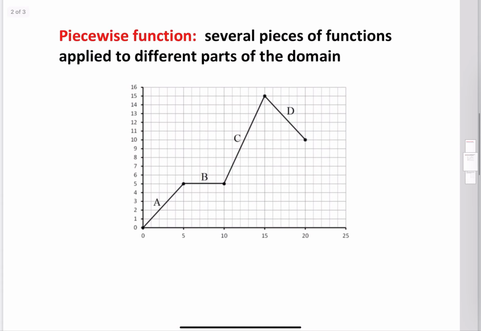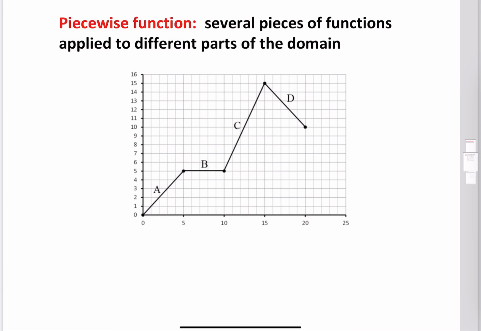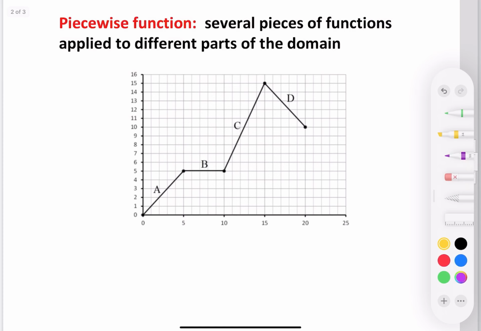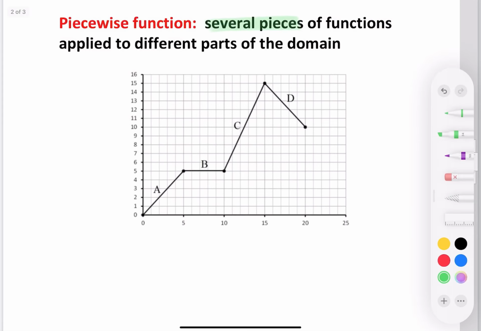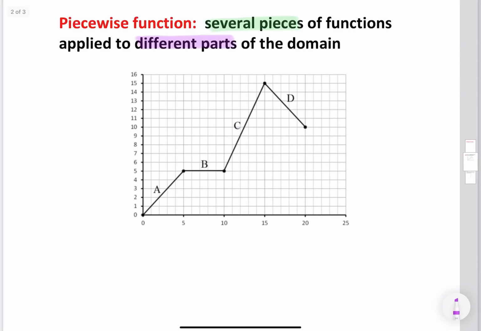What is a piecewise function? Well, a piecewise function is where we have several pieces of subfunctions that are applied to different parts of the domain. So again, we're going to be looking for several pieces of a function, and we're going to see how they are broken up in different parts of the domain.